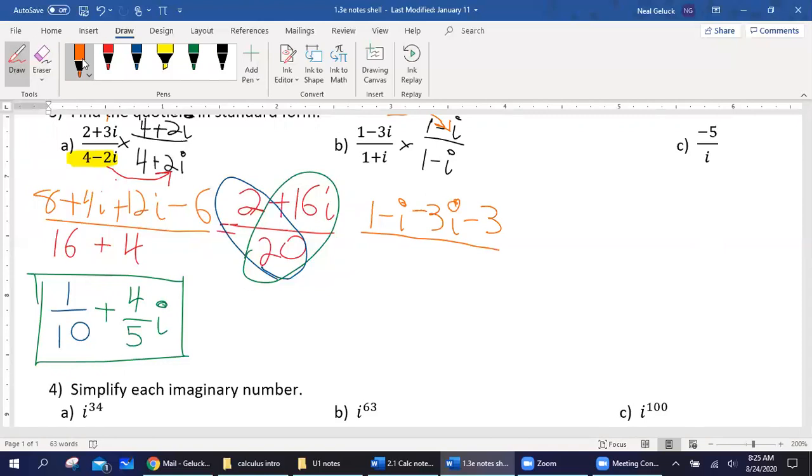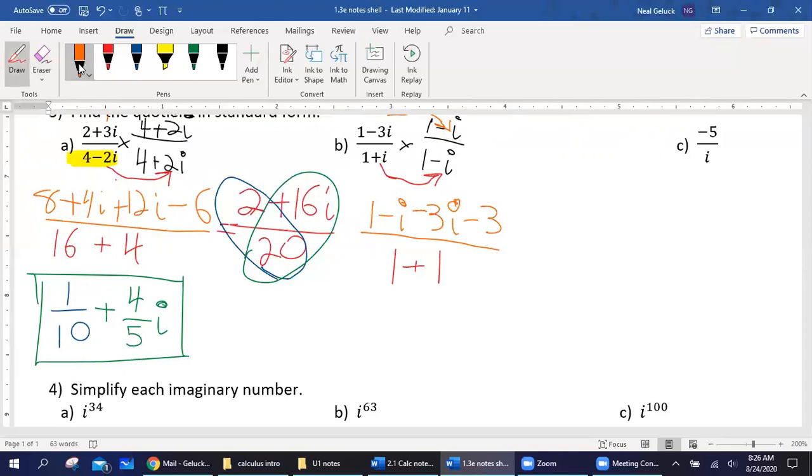On the bottom, again, since they're conjugates, I really only have to multiply the first times the first, so 1 times 1, and the last times the last. That would be negative i squared, but i squared is negative 1, so I'd have negative negative 1, which becomes plus 1.